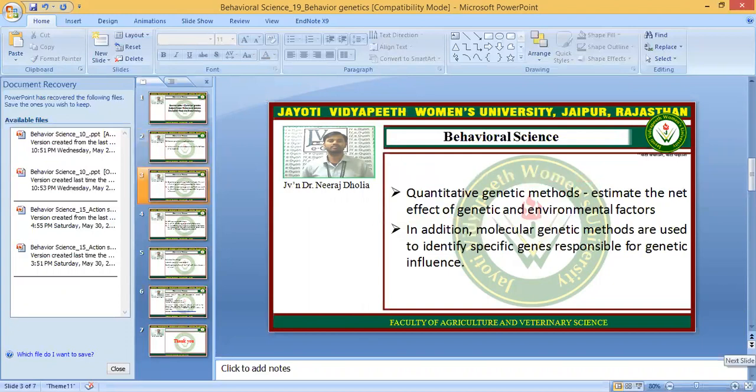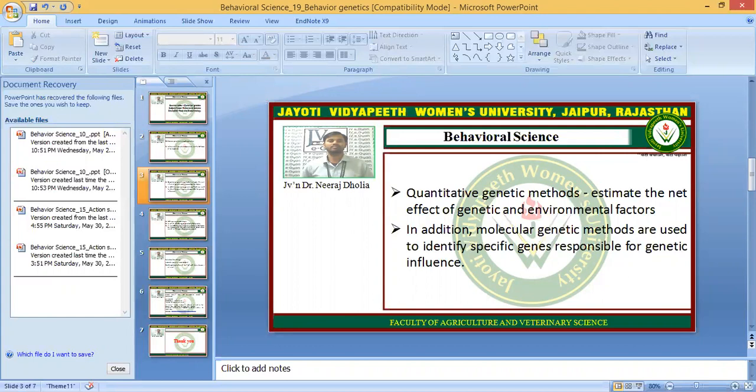The quantitative genetic methods and the molecular genetic methods are used for behavioral genetics. Quantitative genetic methods estimate the net effect of genetic and environmental factors. Under this method, two factors are studied: one, the genetic factor, and second, the environmental factor. Because an animal or an organism is under the influence of genetic and environmental factors. Genetics also affects its behavior, and the behavior can also be changed according to the environment.